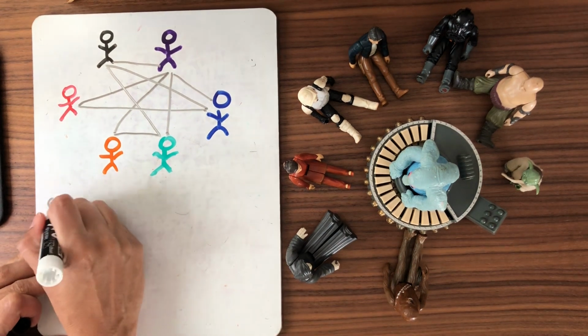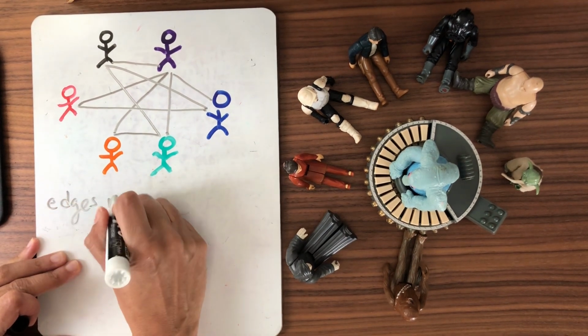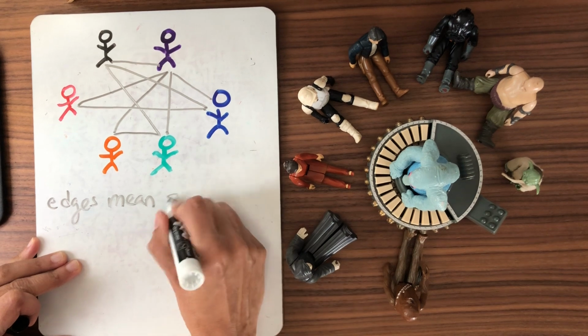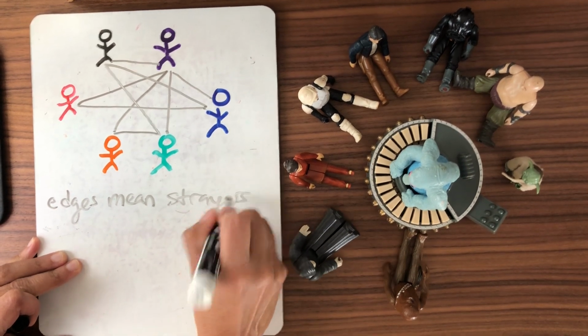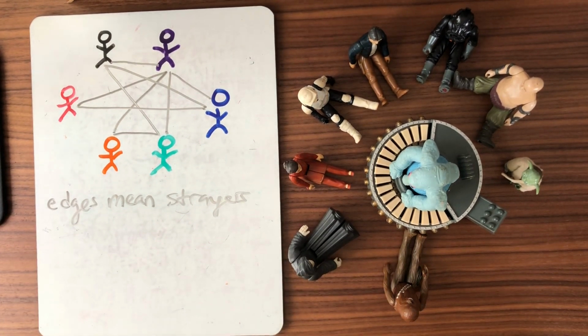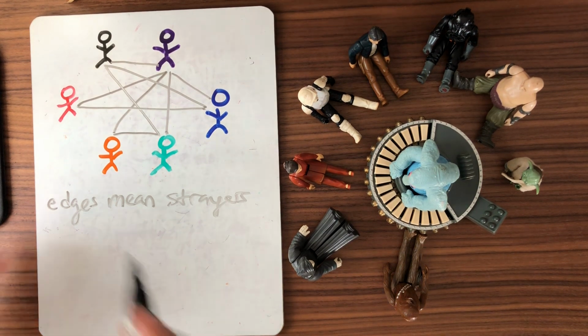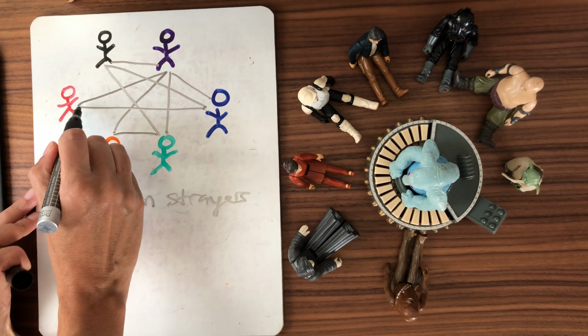So edges mean strangers. So every edge represents a stranger. So now what are we doing? We want to sit people next to each other. Well, let's start with the red guy. Who could he sit next to?